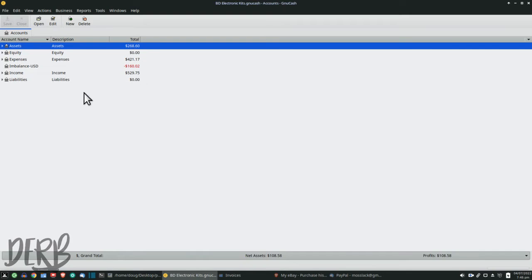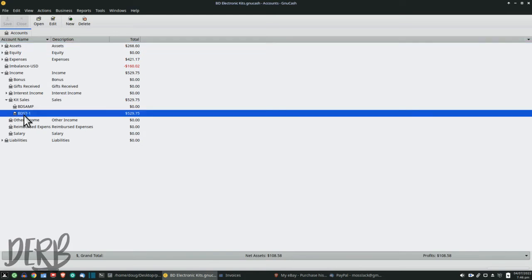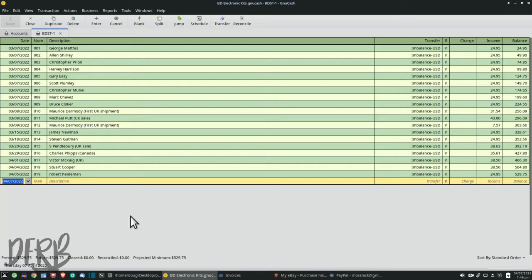Income, $529.75. That's what we did in sales so far. If you look at this, it's got all the categories listed here, but it's really kit sales is the only thing we've got. You can see there. That's the only thing we've got listed. And under that we're getting ready to sell the Simple AM Plus, hopefully, so I went ahead and established an account for it. But BDST1, if you can look at that, there's our sales, people we have sold to, and like I said, it adds up again to.